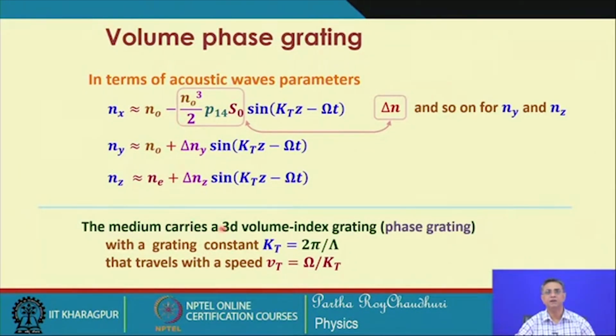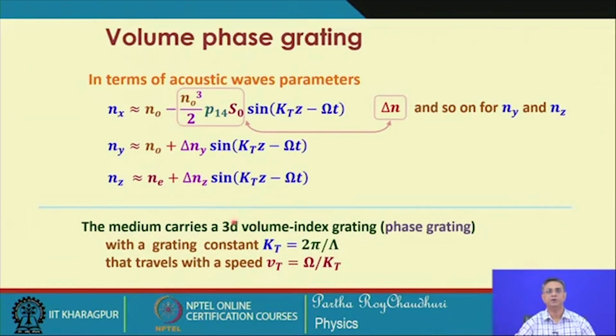So, the medium carries a 3-dimensional volume index grating, a phase grating, for which the peak change in the refractive index is given by this. It is a sinusoidal, travelling grating, and the grating constant comes from K equal to 2 pi by lambda, where lambda is the wavelength of the acoustic wave, and the grating travels with a speed of this.